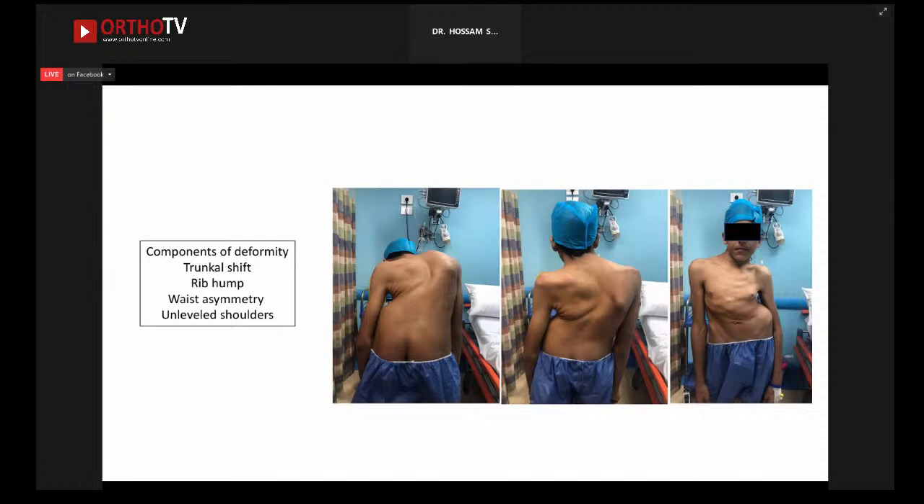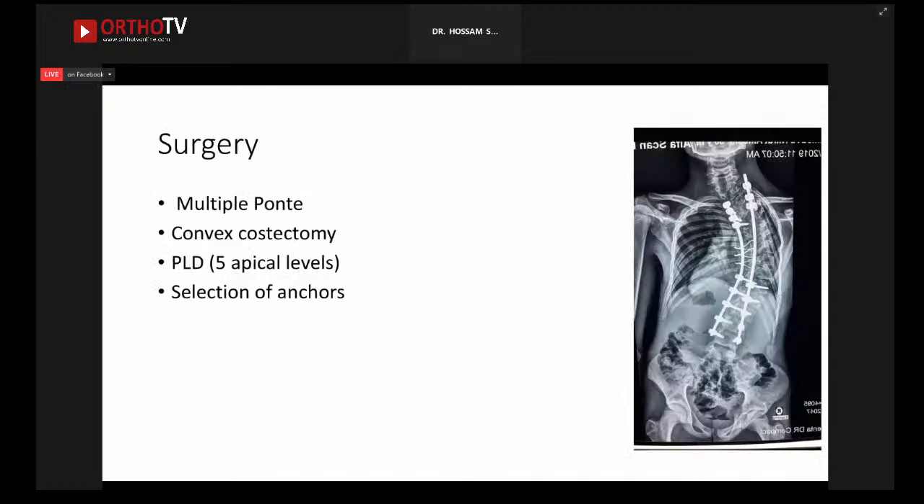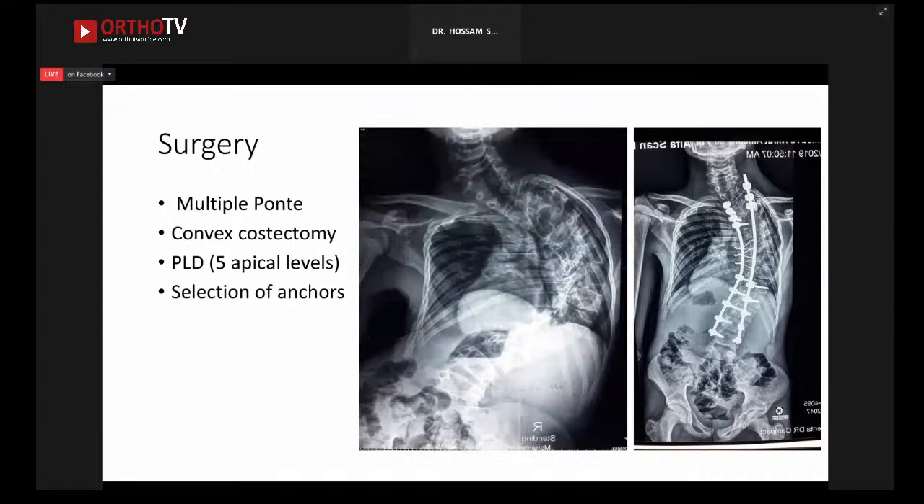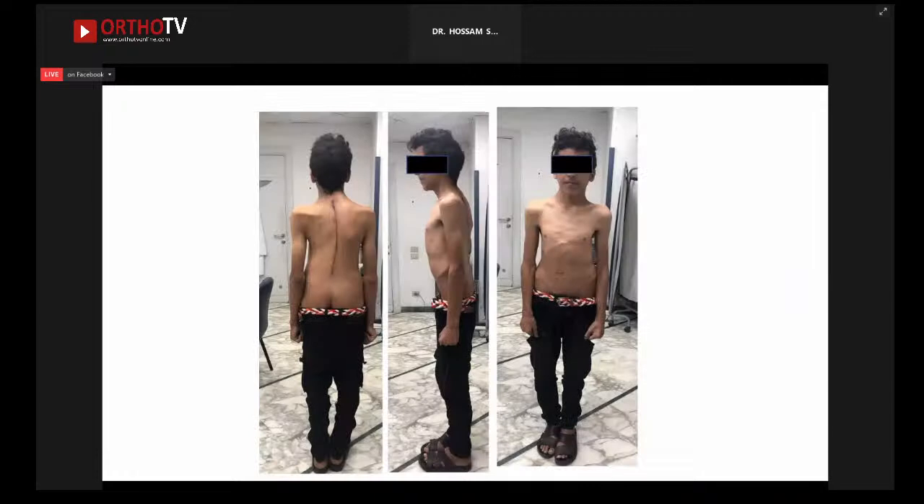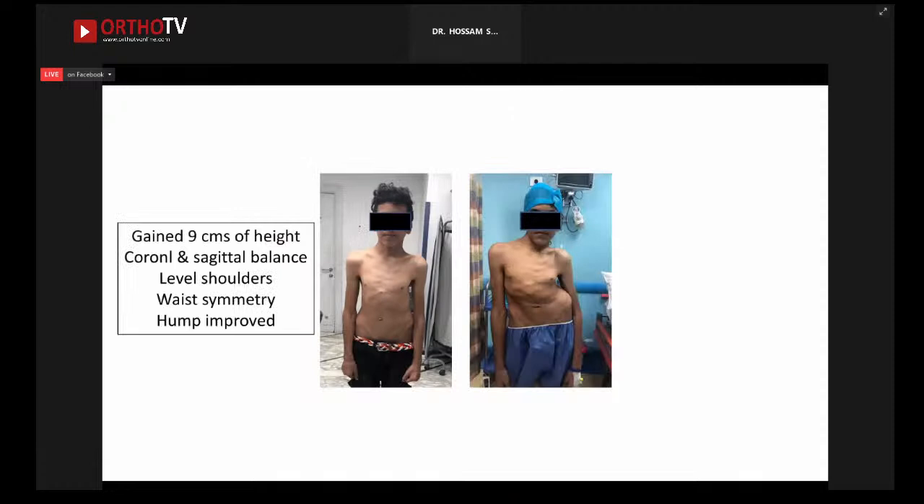The surgery involved multiple Ponte osteotomies using convex costectomies, of course, and posterolateral discectomies at 5 levels, and of course, selection of different anchors. You look at the traction films here, and this is the post-operative clinical photographs, having obtained a very good result compared to the pre-op. The patient gained 9 centimeters, has level shoulders, and the waist and hump improved dramatically.